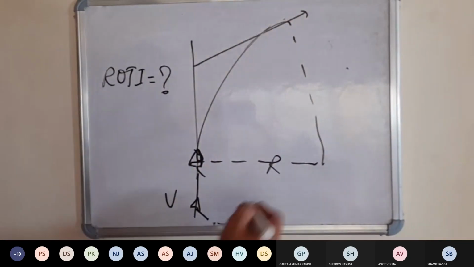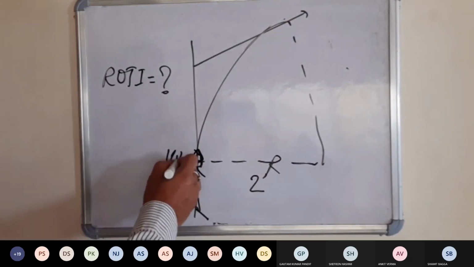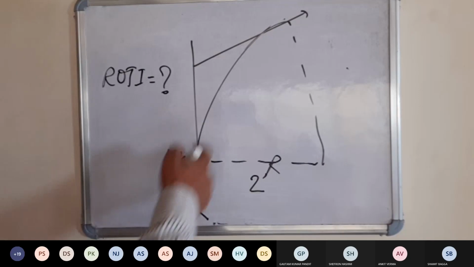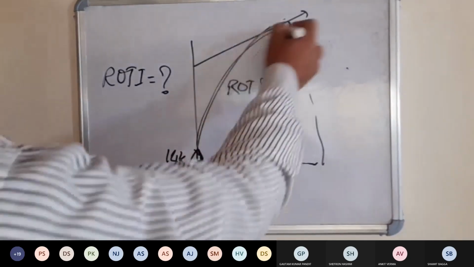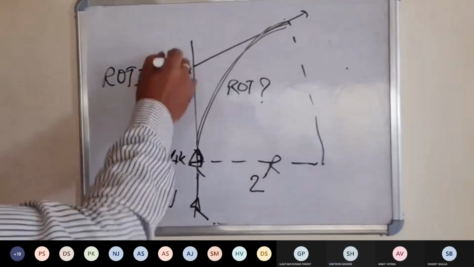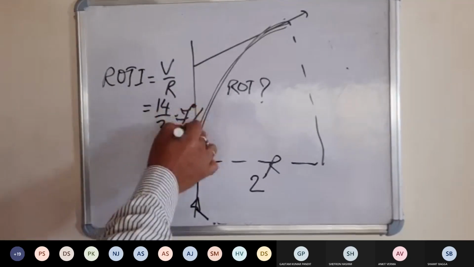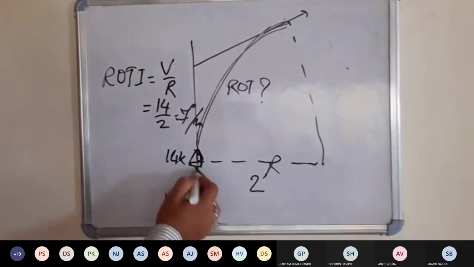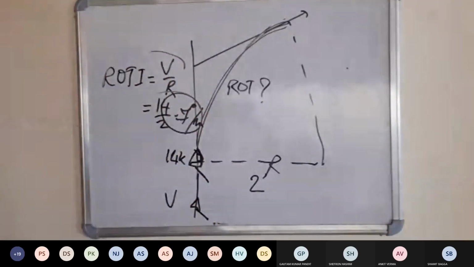What is the radius? Let us say the radius is 2 miles and the speed is 14 knots. Then what is the ROT that you require for making this turn? What is the ROT required for you? 7 degrees, sir. ROT is equal to V by R is equal to 14 by 2 is equal to 7 degrees per minute. So when you are giving rudder, your objective is to obtain the ROT of 7 degrees.